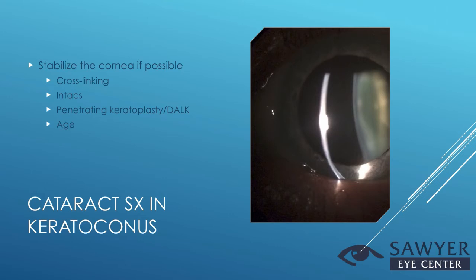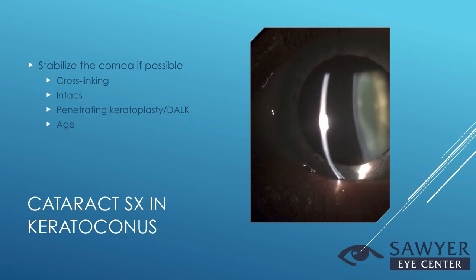This can be done in many different ways. First of all, cross-linking. You can have the cornea cross-linked in order to stop any keratoconus progression. If the cornea is stabilized, and Intacs will be used to flatten it, this should be done before cataract surgery. I prefer, if a cornea is going to need a penetrating keratoplasty or a deep anterior lamellar keratoplasty, to have this done and stabilized long before the cataract surgery, and we'll talk a little more about this in just a minute.